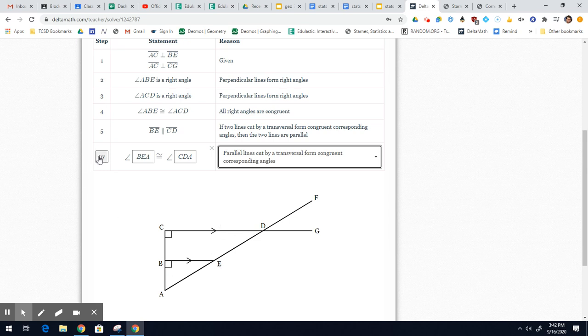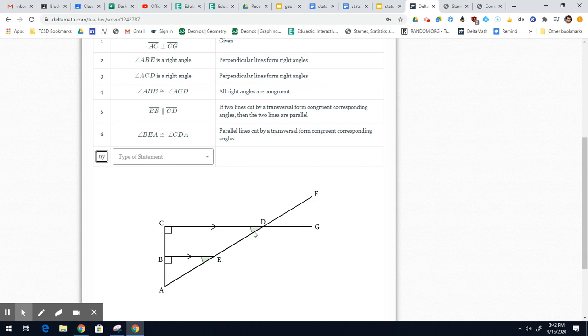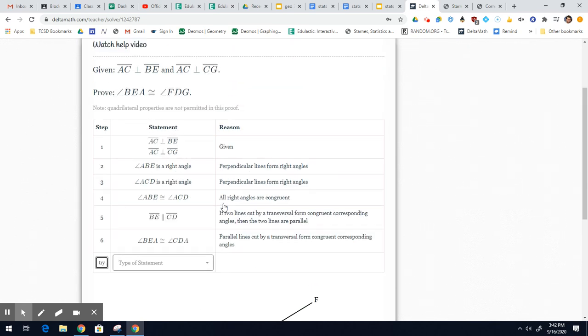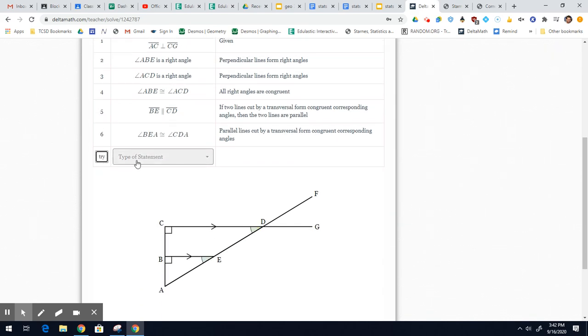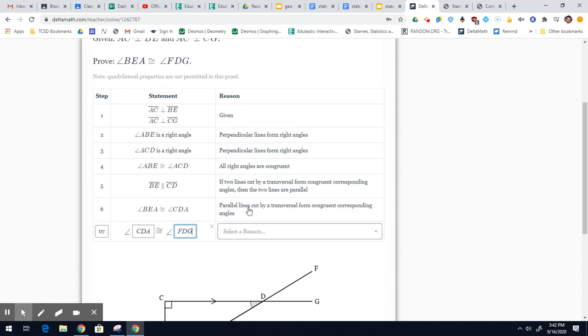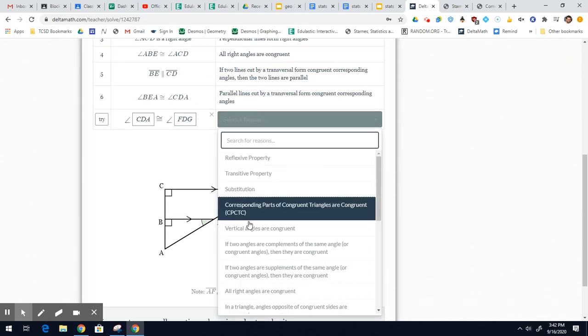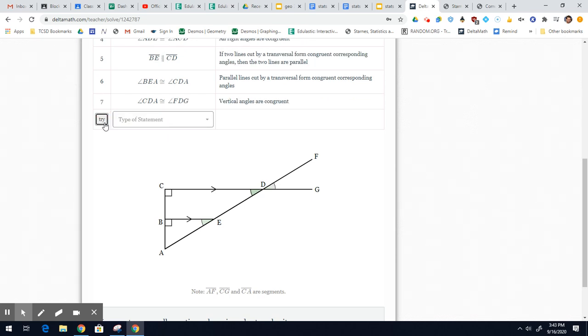two angles are congruent. Okay, and now I need to link this angle CDA with its vertical angle FDG, because FDG is the other angle I want to prove congruent. So angle CDA, the same angle here, is going to be congruent to angle FDG, the other angle I want to prove congruent, and that's because they are vertical angles, and vertical angles are congruent.